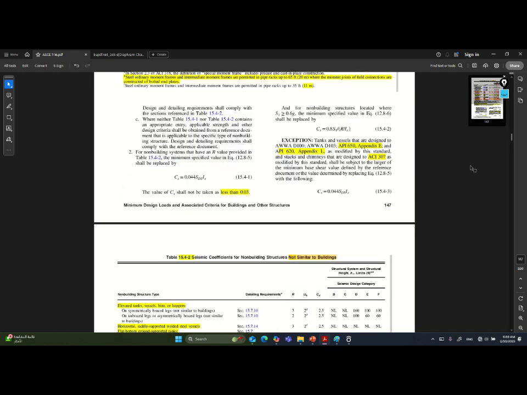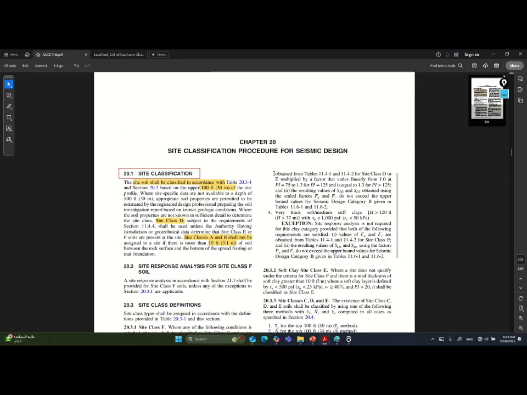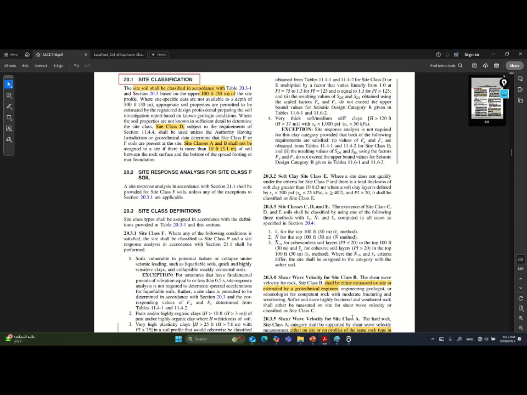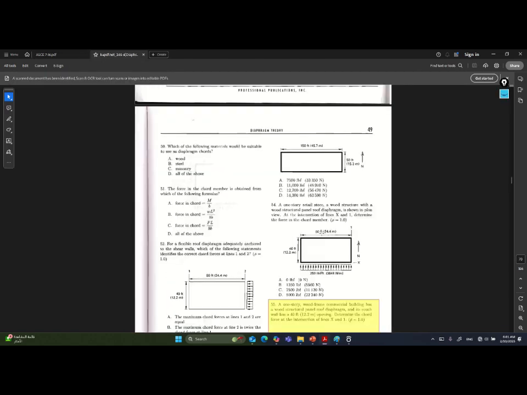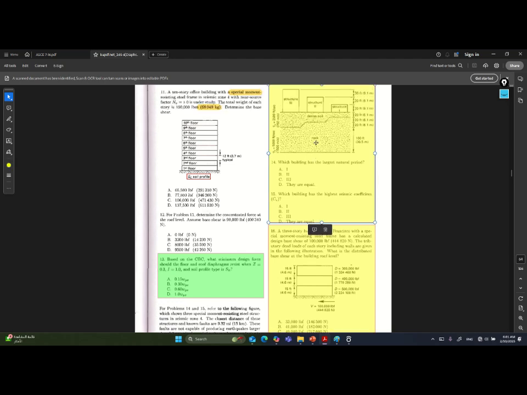And also I told you about chapter 20, where you can calculate the base shear or seismic force at site classification, and don't forget about the site classes. If it is more than 3.1 a soil, then after that a rock, the A and B will not be assigned to a site. I think in the book there is an example having this one.